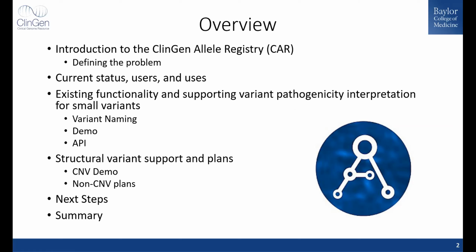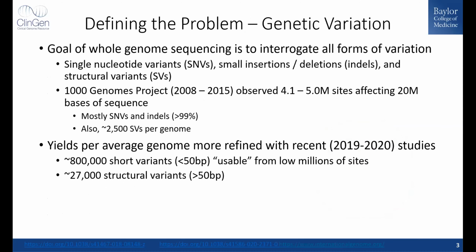Then I'd like to get into the existing functionality, mostly supporting the variant pathogenicity interpretation for small variants. Talk about the variant naming. I'd like to do a demo, talk about the API as well. I'd like to spend some time on the structural variant support and the plans, our existing support for CNVs, as well as what we have coming down the road with non-CNVs. And then next steps, and then summarize everything.